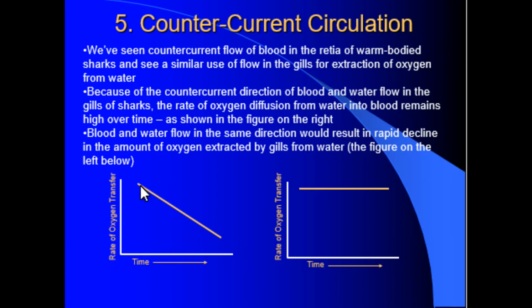This is where the gradient becomes more and more similar between the water and the blood. This is where the gradient is maintained, the gradient of oxygen concentration in water versus the blood. This gradient is maintained, and you've got a constantly high rate of oxygen extraction. So again, you can read all these. You can pause this video and see what all those words say.